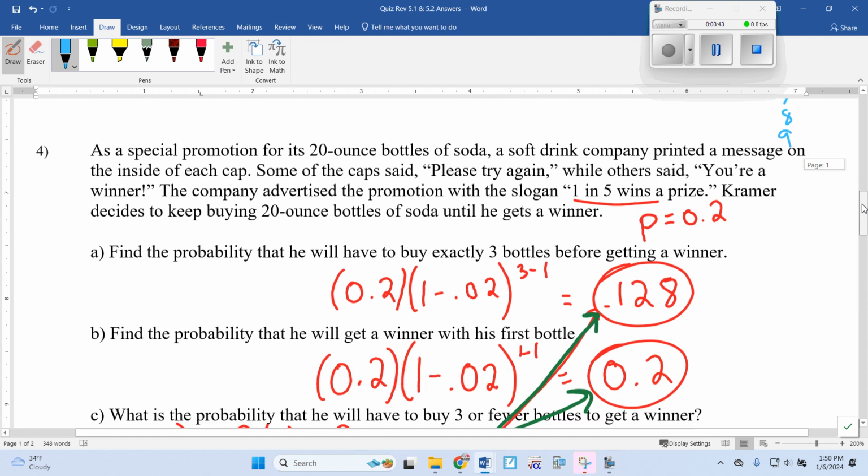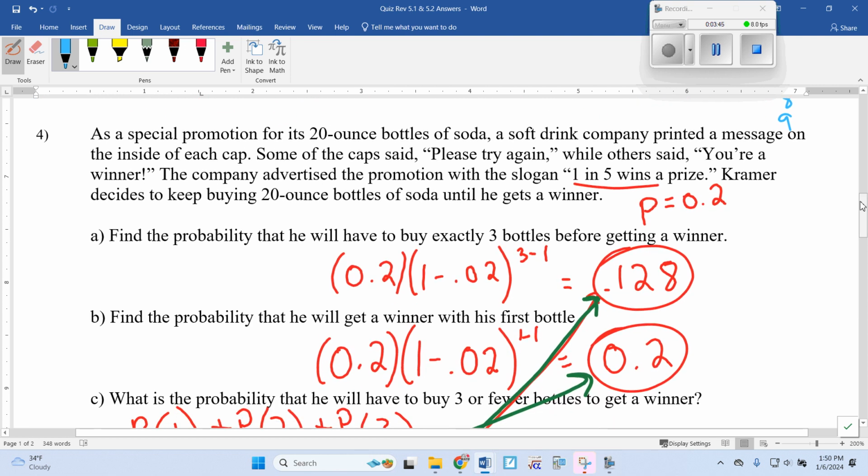As a special promotion for 20-ounce bottles of soda, a company printed a message on the inside of the cap. Some of the caps say, please try again, while others say you're a winner. The company advertises the promotion with the slogan, 1 in 5 wins a prize. Kramer decides to keep buying 20-ounce bottles of soda until he wins. So this is, you keep trying until you get a winner. You keep trying until your first success.